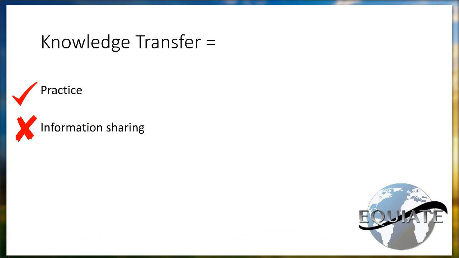This focus on practice as the means of knowledge transfer, not information sharing, is at the heart of the second phase of positive deviance. Once outliers are identified and understood, a process or system must be created that can allow others to learn these behaviors through practice, not information sharing.